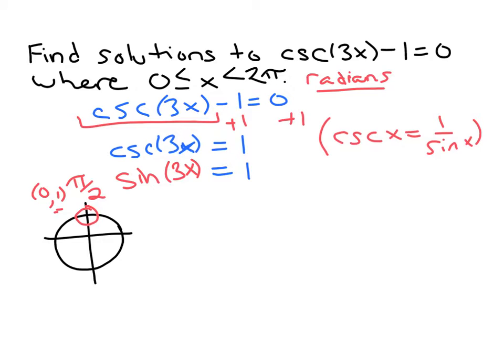So once you isolate the trig function and then use the value that you see in your equation to find the angle that you're looking for on the unit circle, then you take what's inside of the trig function, so in this case 3x, and set it equal to that angle that you found on the unit circle. So in this case pi over 2 radians.